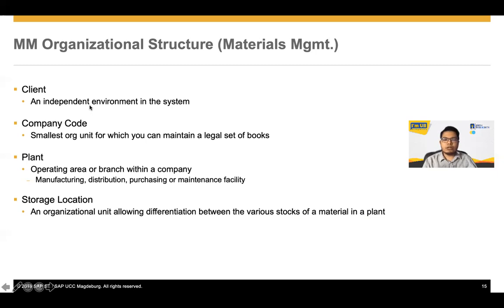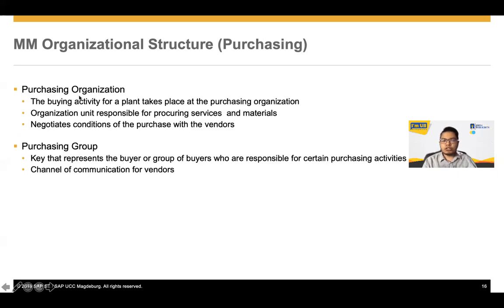Client is actually the company that is becoming a client of SAP. It means the company itself, Global Bike itself. Company code is used if the client has subsidiary companies, etc., then we need to differentiate them using company code. Then plant is for the factory and storage location is for the warehouse where you put the various stock of material. There is also purchasing organization.